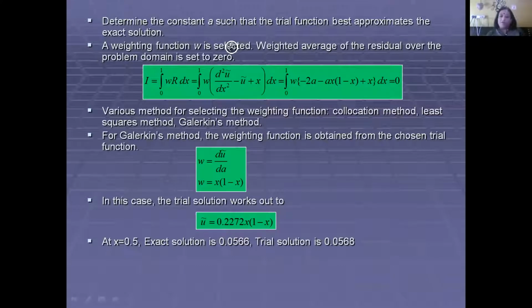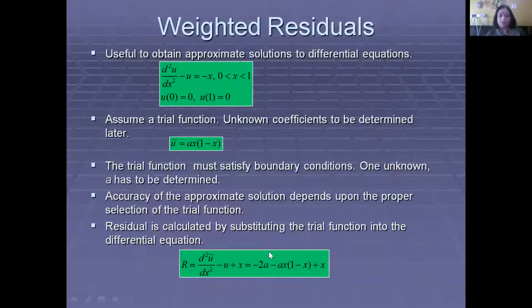Now, one way to do that would be to make r equal to 0 at every value of x. So no matter what value of x I choose over the entire region from 0 to 1, r should ideally be equal to 0. But that may be a very tall proposition considering the value of a. I just need to choose a value of a, and I want that by choosing this value of a, r will be 0 at every value of x, that is over the entire region. It is unlikely to happen.